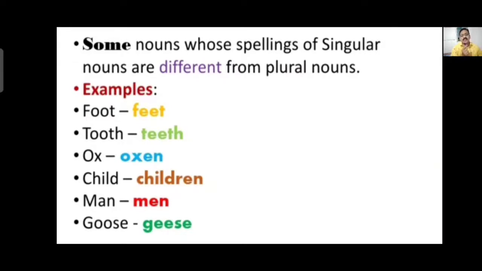Ox, one ox; if more than one, oxen. Child, if one child, child. If it's more than one child, two, three, then we will write children. Man, a man, man is singular. Men, men is plural. Goose, a kind of bird. Goose is singular, but the plural form of goose is geese. So here we can see singular and plural having different spellings.